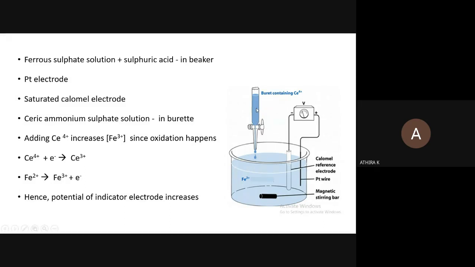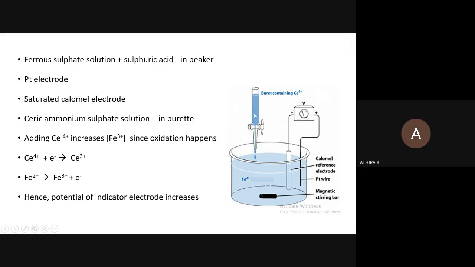For that, we are adding 1 ml titrant, 1 ml ferric ammonium sulfate to the beaker. Then there will be a change in the potential or EMF. There will be a change in the EMF, and that value is noted. For 1 ml of Ce4 plus, we got a value for EMF and that value is noted.